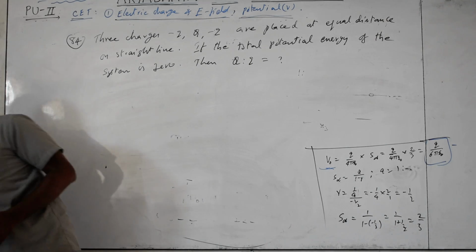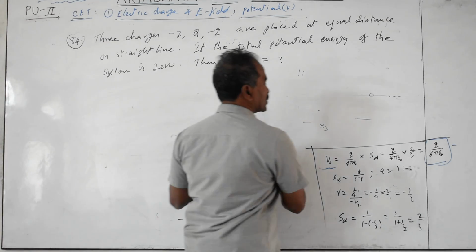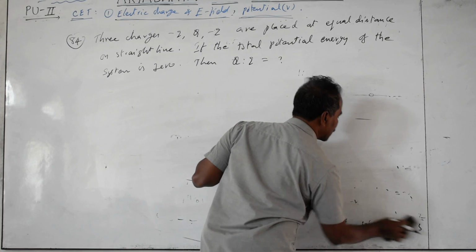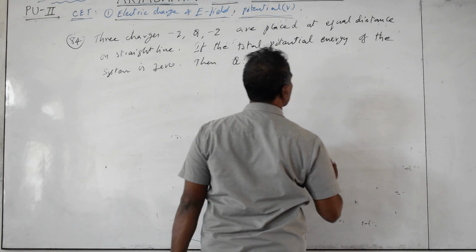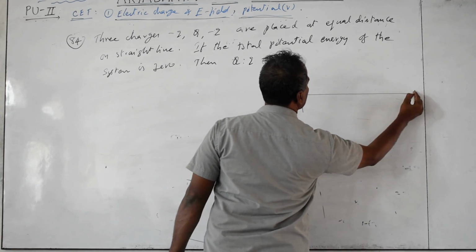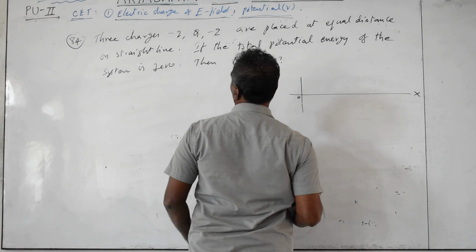What is the manipulation? I have to find out Q is to capital Q, how much. All charges are in a straight line. It is not like a triangle or something. And the total potential energy is 0. Mutual potential energy means they are all on the same line. Let us take, for simplicity, the x-axis.